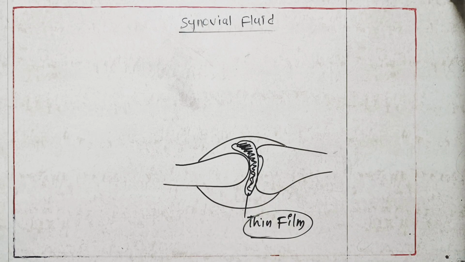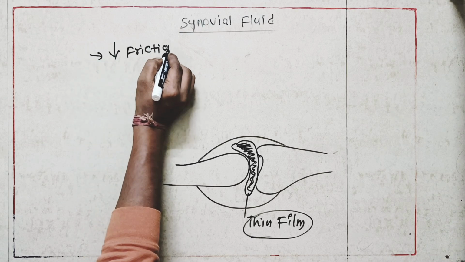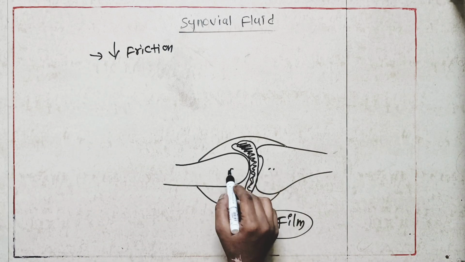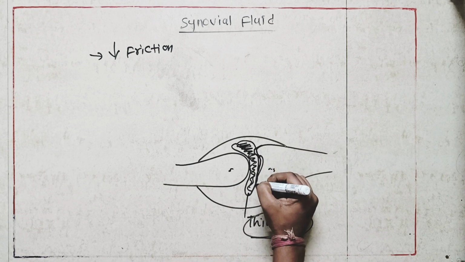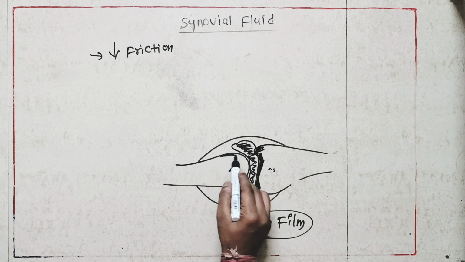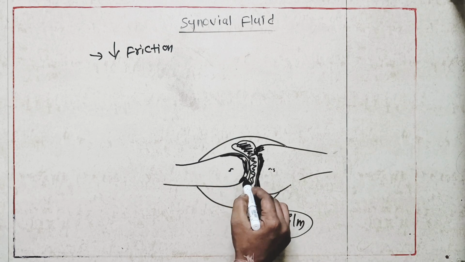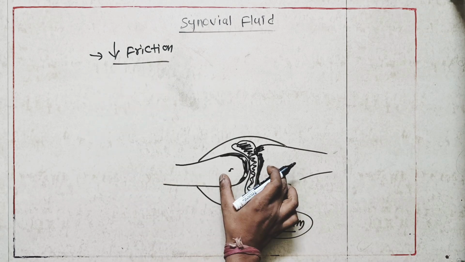What is the function of this synovial fluid? It is going to reduce the friction between these two bones. At the same time, here we will be having articular cartilage, nothing but hyaline cartilage. Here also we will be having articular cartilage, nothing but hyaline cartilage. So this thin film is going to reduce the friction between two bones.